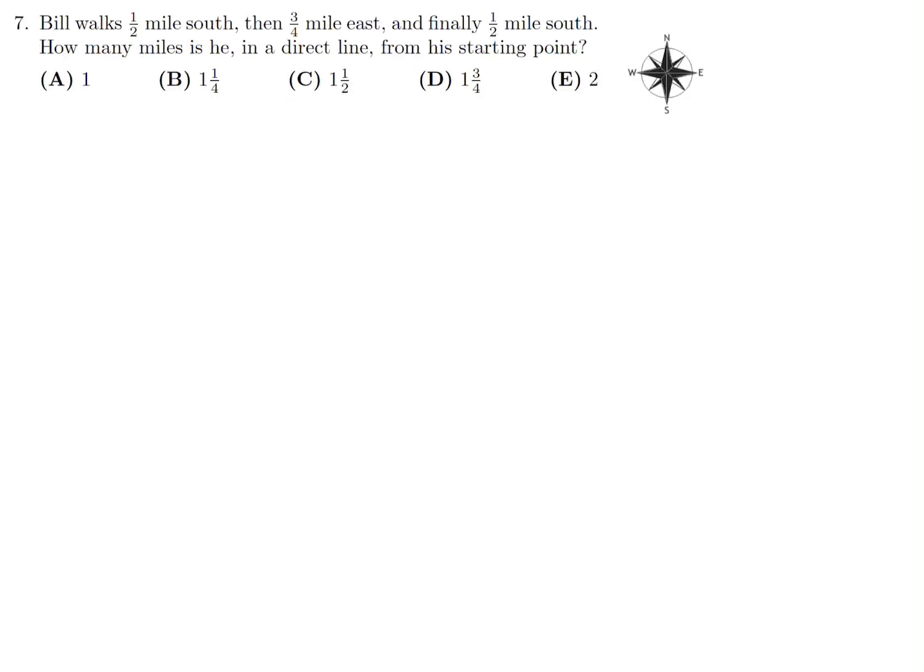Bill walks a half mile south, then 3/4 mile east, then finally a mile south. Well, how many miles is he in the direct line from a starting point? So he walks a half mile south, then 3/4 of a mile east, and then another half mile south. So we want to figure out how far he is from the starting point. All right, how do we do that?